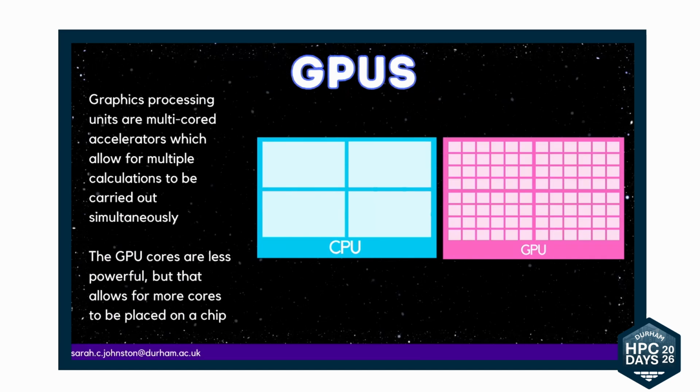If you have never encountered a GPU before, this is a graphics processing unit. These are multi-core accelerators that allow us to carry out multiple calculations at one time. The trade-off is that a GPU's cores are a bit less powerful than a CPU core, but we get more calculations to balance this out.